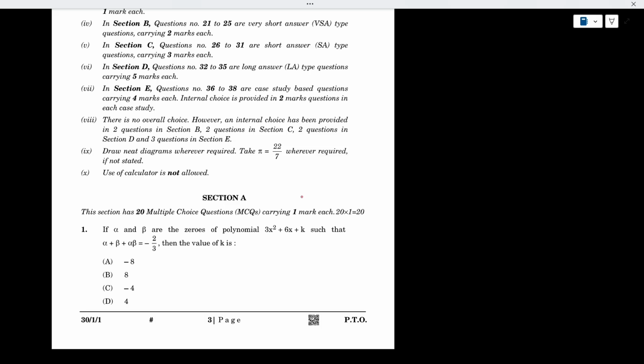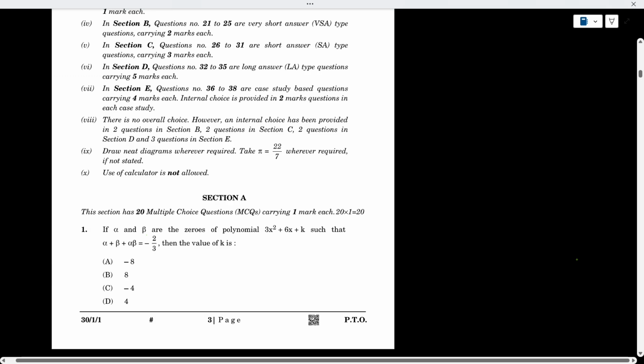Whenever there is an MCQ question, you don't need to show the calculation part. You need to write down the question number, what is the right option, and what is the answer in that option. So let us start with the first question.